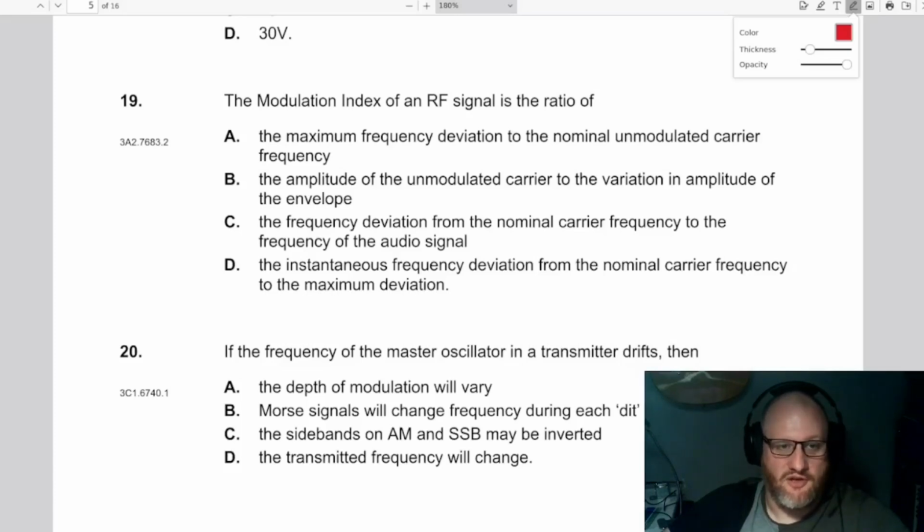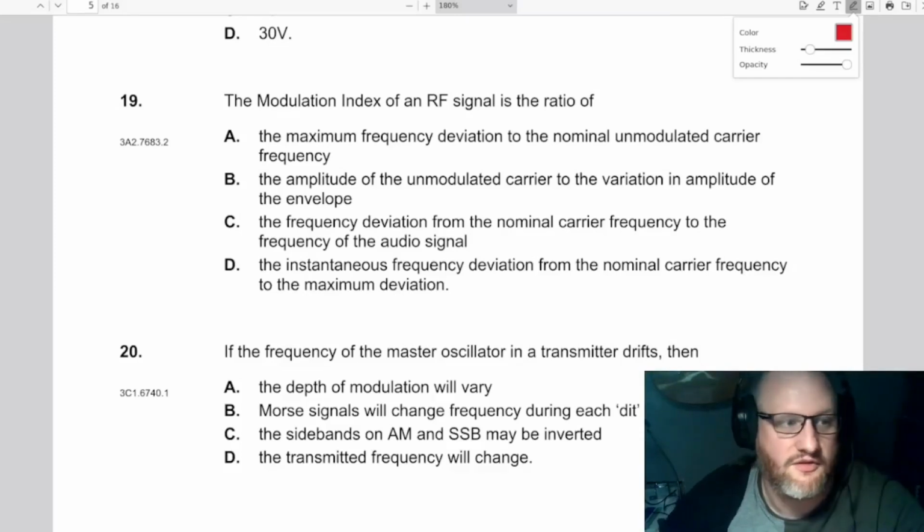We've reached question 19, which reads: the modulation index of an RF signal is the ratio of A, the maximum frequency deviation to the nominal unmodulated carrier frequency, B, the amplitude of the unmodulated carrier to the variation in amplitude of the envelope, C, the frequency deviation from the nominal carrier frequency to the frequency of the audio signal, or D, the instantaneous frequency deviation from the nominal carrier frequency to the maximum deviation.